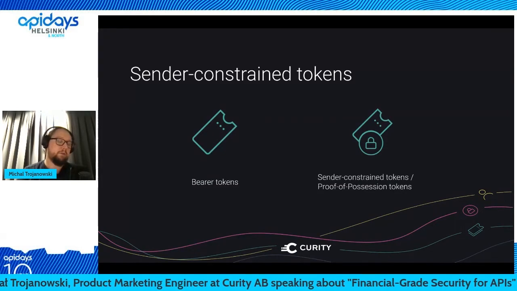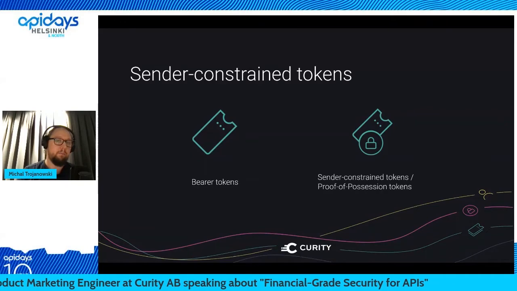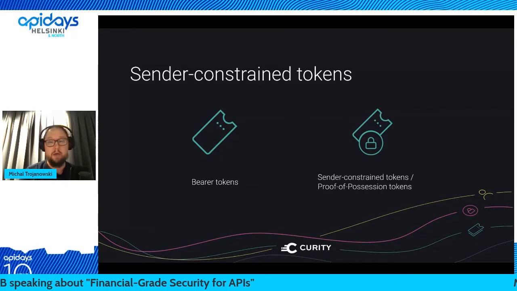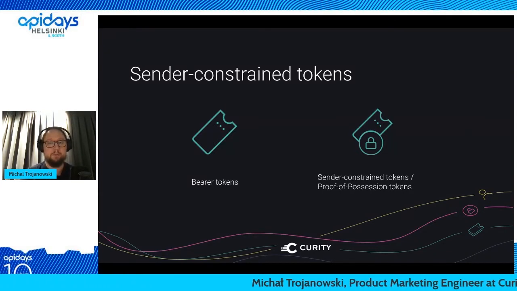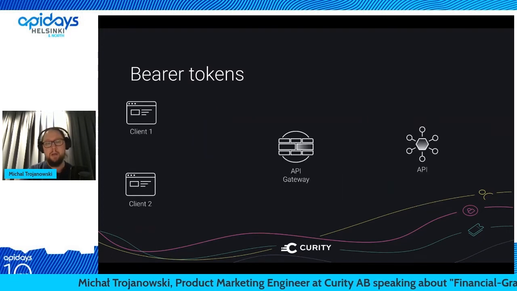When you think about access tokens in APIs, most of the time you use bearer tokens. But you have to remember that there is this other type also, the tokens which are sender constrained, or we sometimes also call them proof of possession tokens. So what's the difference here?